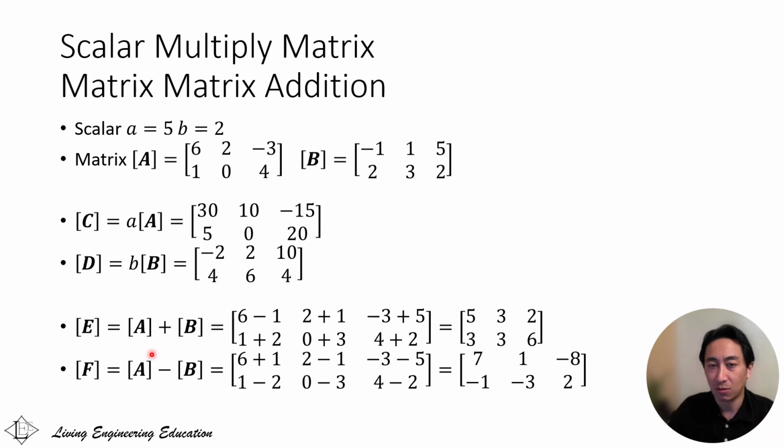When you add or subtract matrices, you take each cell and you match them directly. So in this case, A plus B, you take column 1, row 1, you go 6 minus 1, gives you 5. Column 2, row 1, 2 plus 1 gives you 3. Column 3, row 1, -3 plus 5 gives you 2. Column 1, row 2, 1 plus 2 gives you 3, and so forth. And then when you subtract matrices, A minus B, it's the same thing. You subtract them, right? 6 minus -1 gives you 6 plus 1 gives you 7. 0 minus 3 down here gives you -3, and so forth.